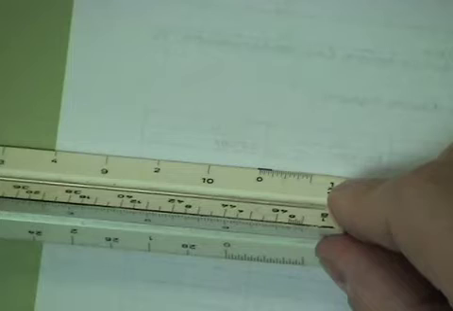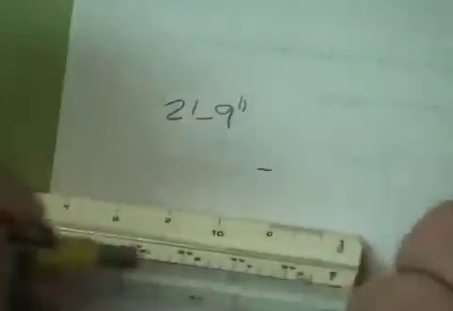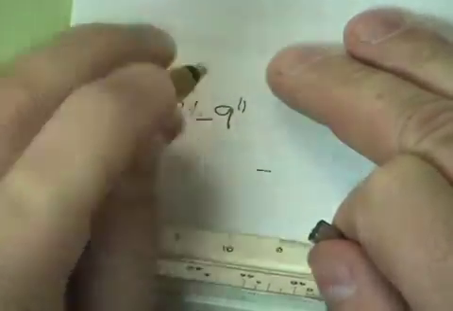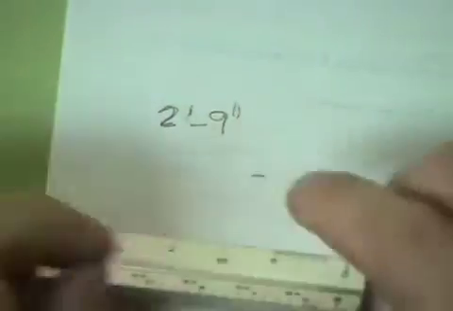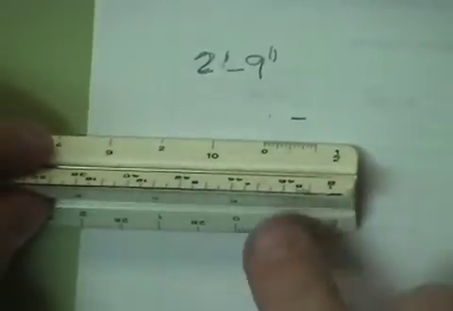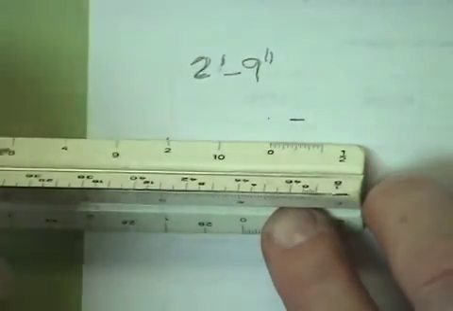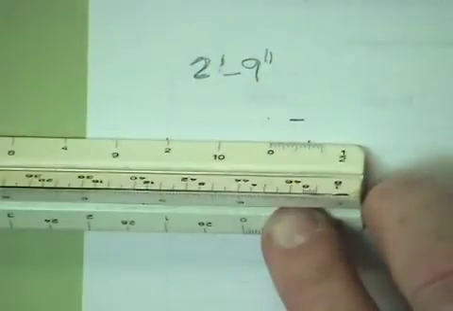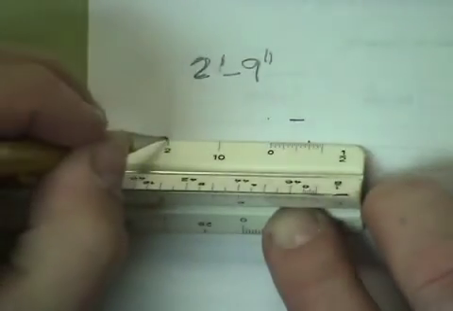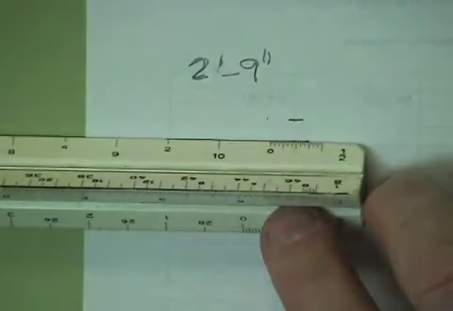How about a line that's 2 feet, 9 inches. 2 feet. That's a foot mark. Okay? And put a dot at this 2. And go down and find my 9-inch mark. And that line would be 2 foot 9 inches long.